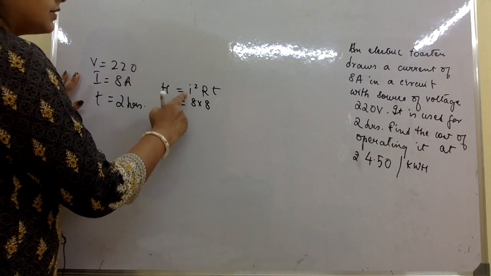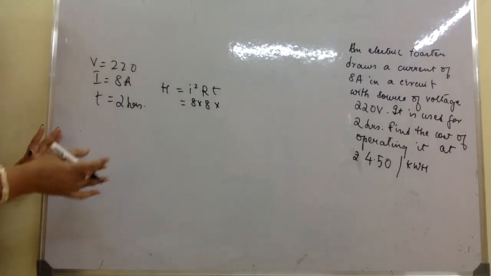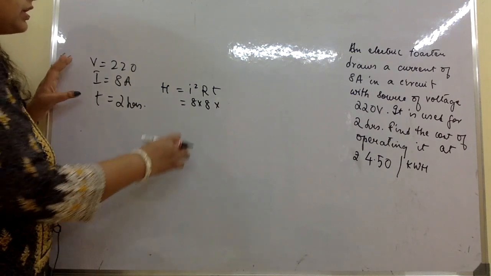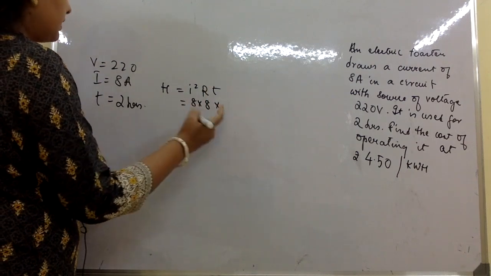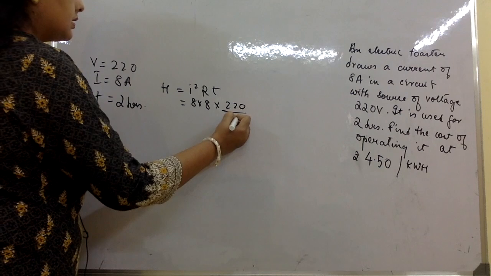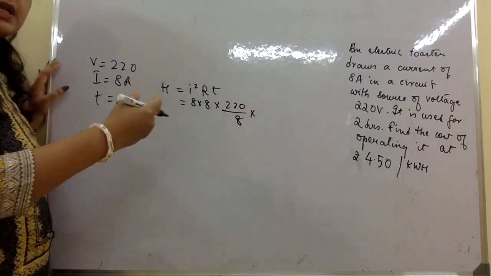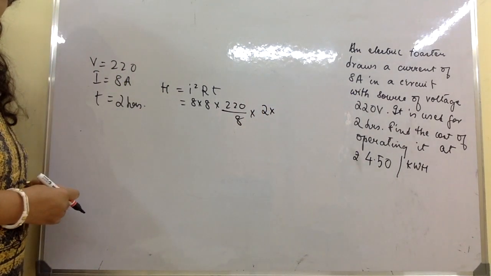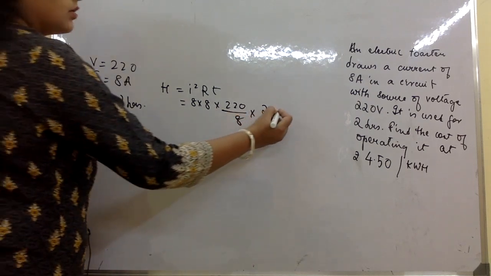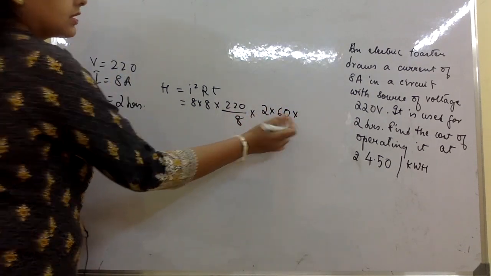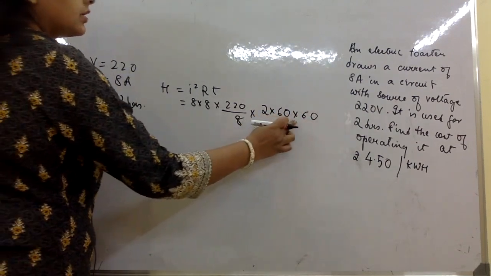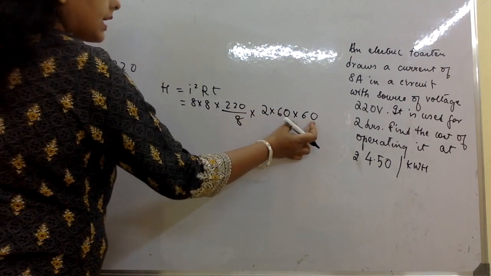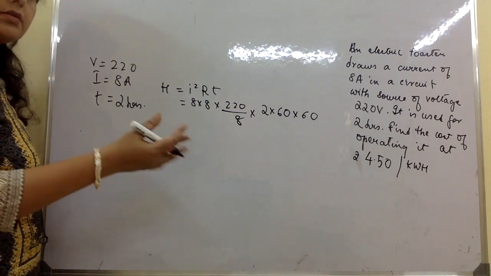First 8 into 8, the current. Resistance we don't know, so we'll use V by I. Okay, so V by I, 220 by 8, and then time is 2 hours. Time is 2 hours, which is 2 into 60, that makes it minutes, into 60. Okay, 2 into 60 into 60. 2 hours is first 120 minutes and then into 60 is the number of seconds.